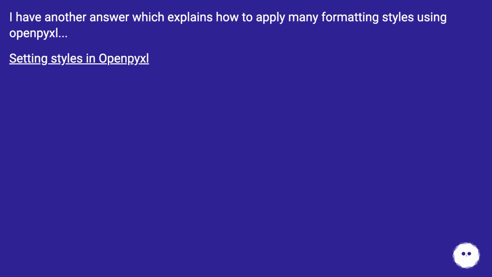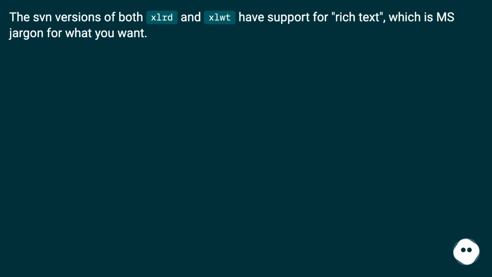I have another answer which explains how to apply many formatting styles using Openpyxl. Setting styles in Openpyxl. The SVN versions of both Xlrd and Xlwt have support for rich text, which is MS jargon for what you want.